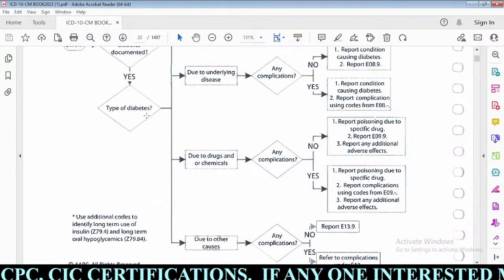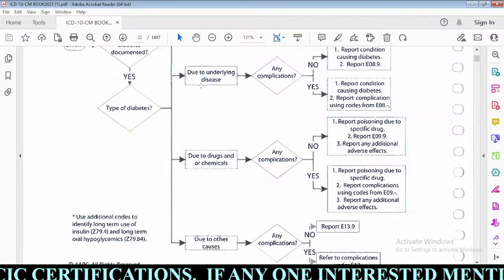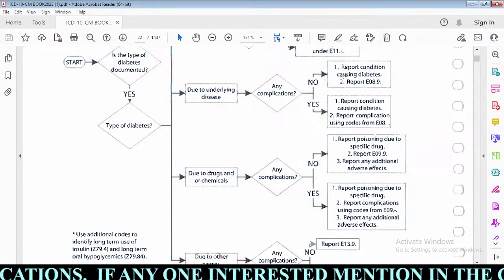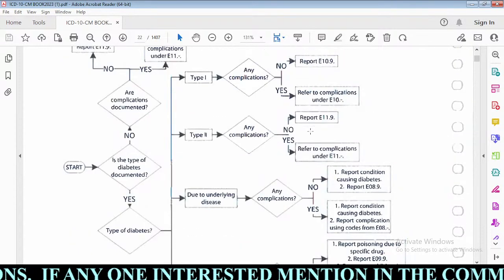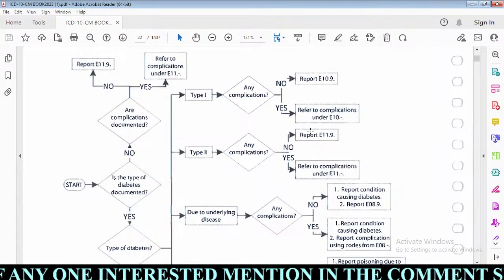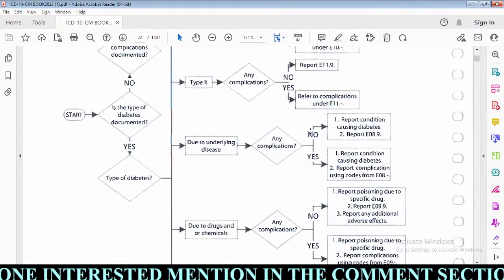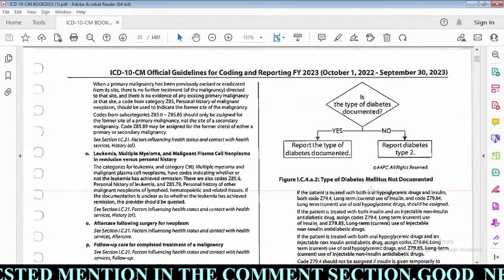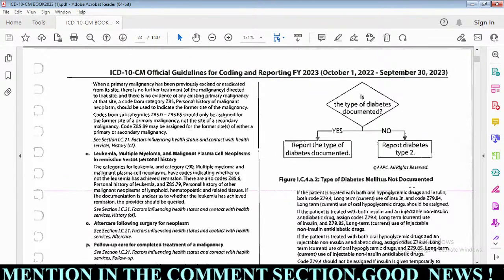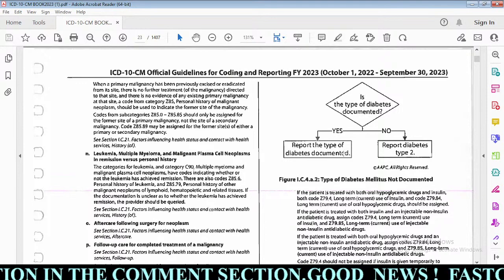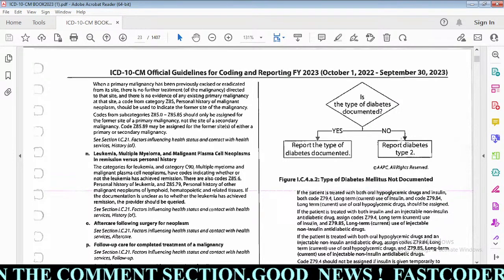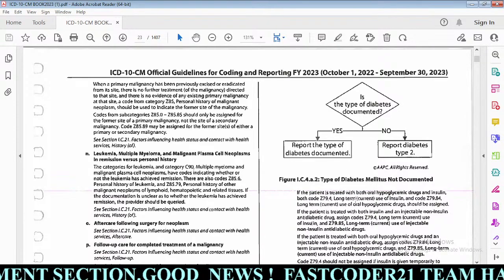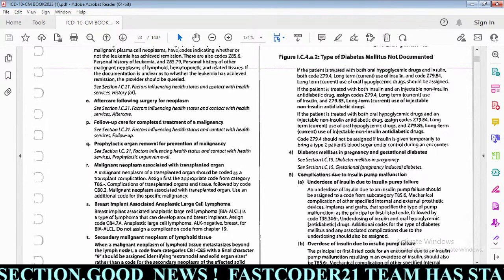Like types of diabetes, if it is due to an underlying disease, or the patient has any complications, yes or no, you need to check this tree. Usually we call it a decision tree. You need to be familiar with this decision tree if you don't know anything. If you check here, type of diabetes mellitus not documented. As all of us know, type of diabetes documented, no. Report diabetes type 2, and report the type of diabetes if documented, like type 1 or type 2.